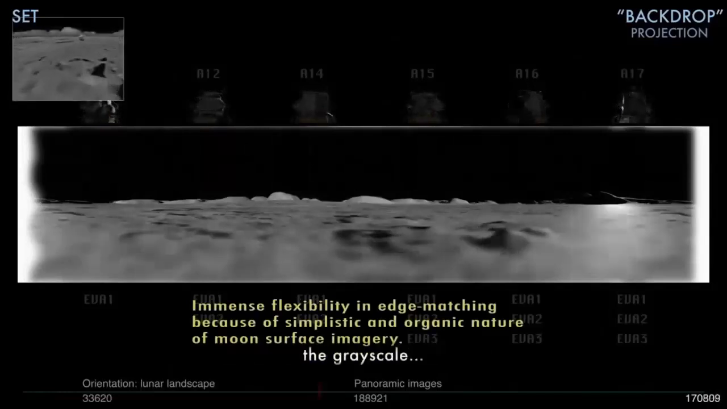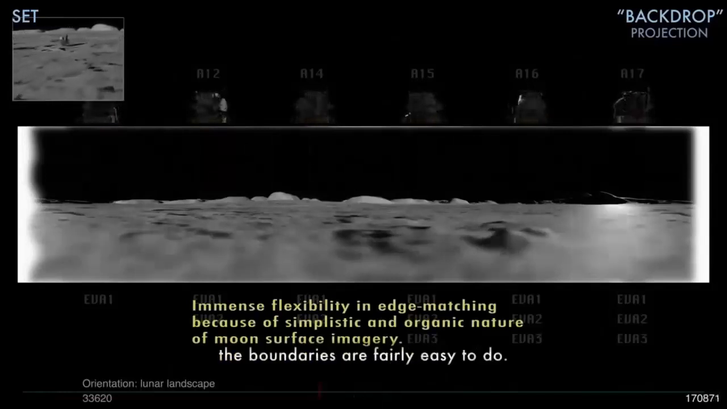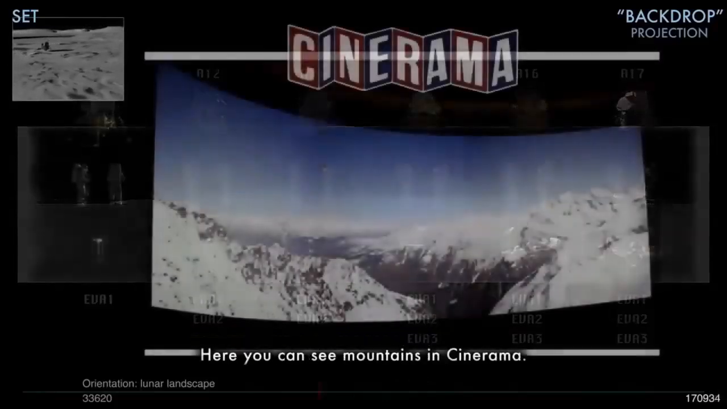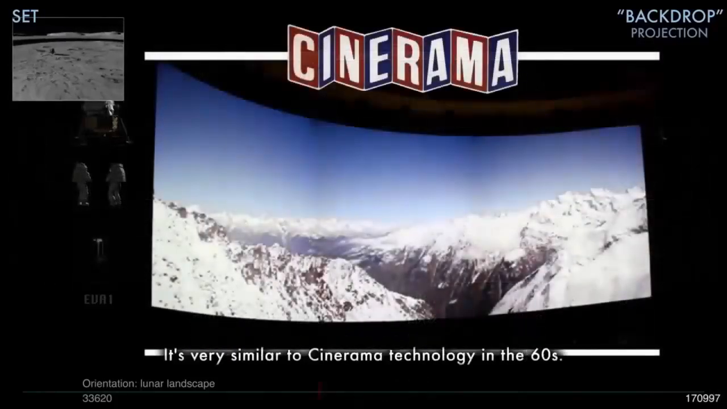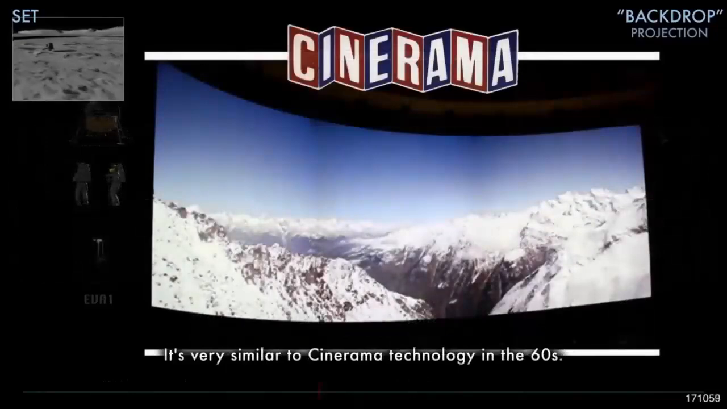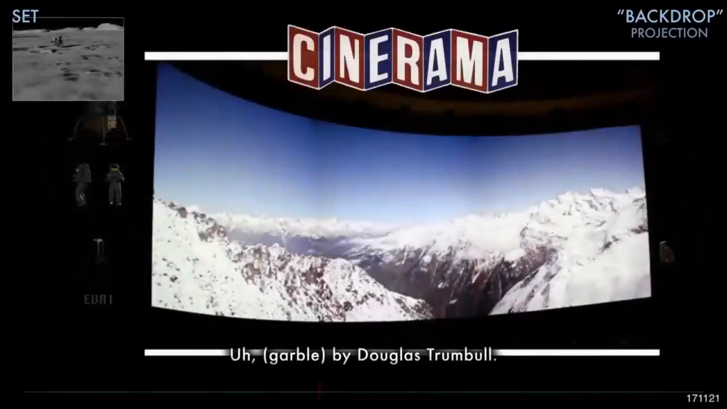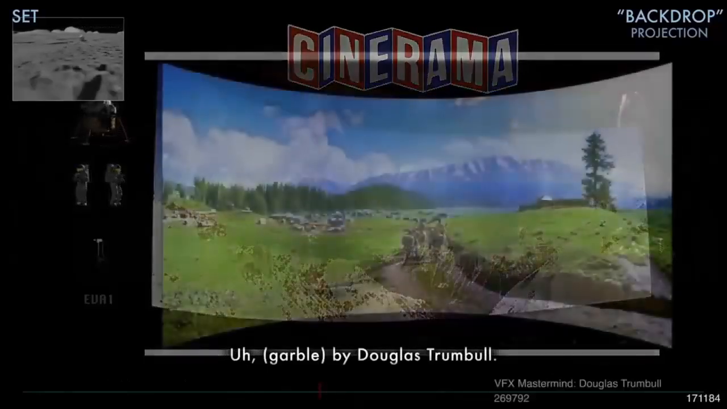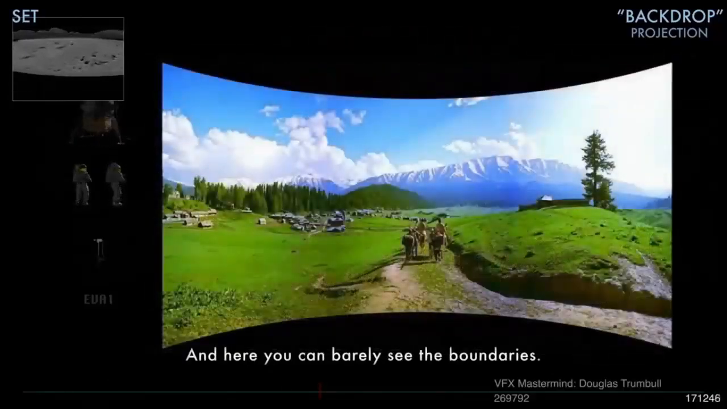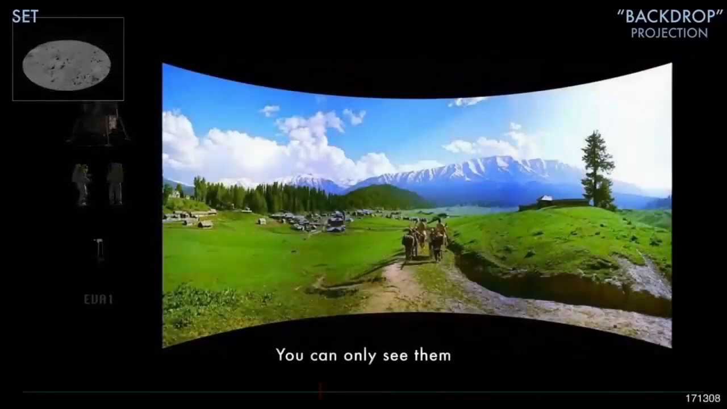Because of the nature of the moon, the grayscale, the boundaries are fairly easy to do. Here you can see mountains in Cinerama, very similar to Cinerama technology in the 1960s by Douglas Trumbull. And here you can barely see the boundaries.